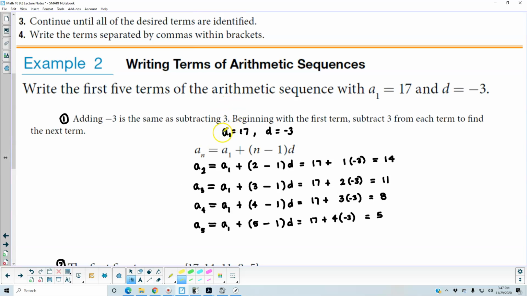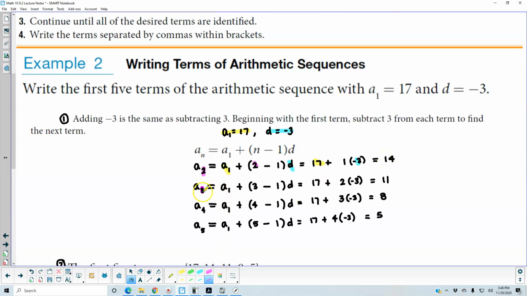So we can see that the first term is equal to 17, and the common difference is negative 3. And then we're going to use this formula here. a subscript 2 is the second term, so we're going to let n equal 2. We know that a subscript 1 is going to be 17, the common difference is going to be negative 3, and 2 minus 1 is going to give us 1. So 17 plus 1 times negative 3 gives us positive 14.